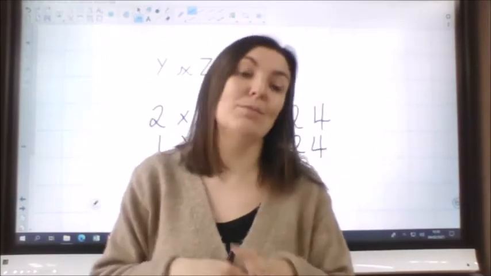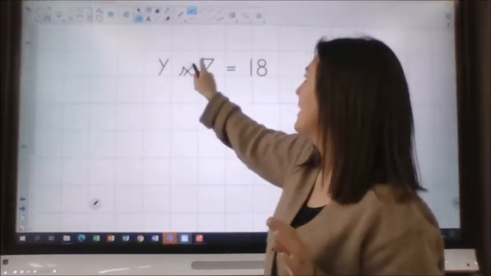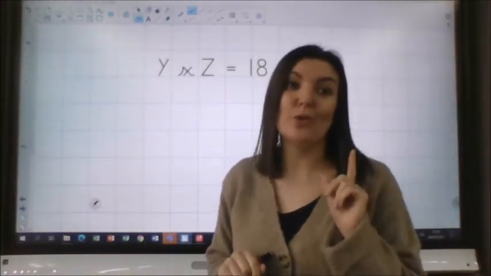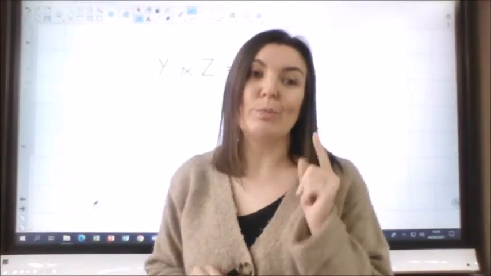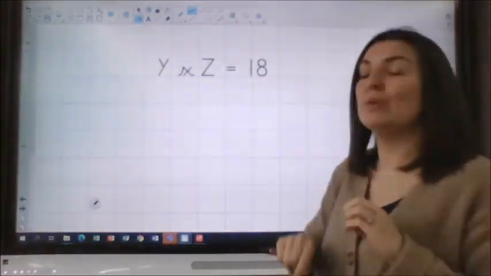So those letters can mean anything. So I'm going to give you another one to have a go at. So this one is y times z is 18. So your factors from the beginning of the lesson should really help you here. So pause the video now. What possible numbers could be y and what possible numbers could be z?